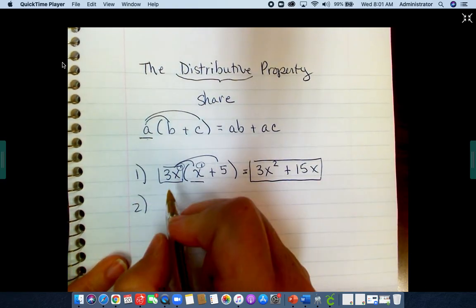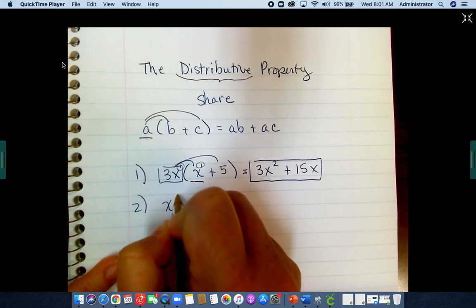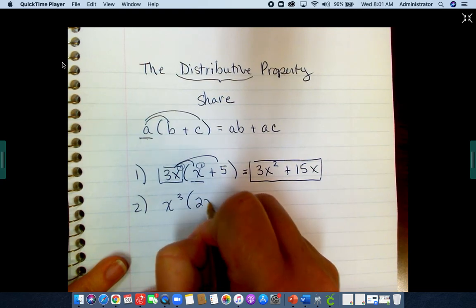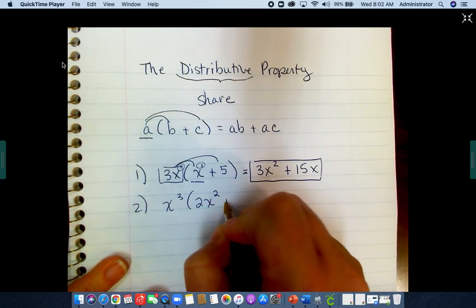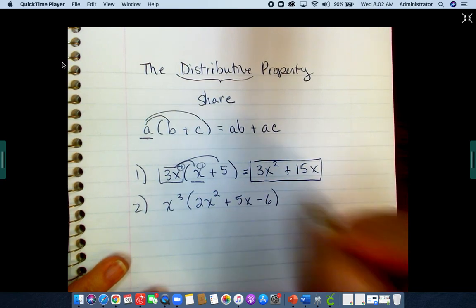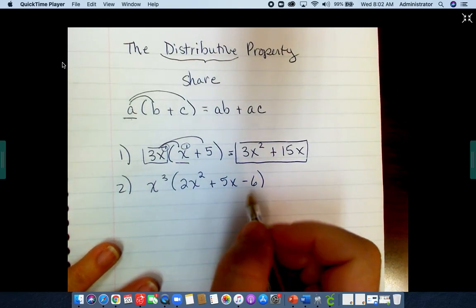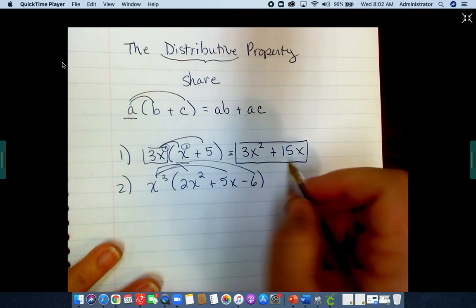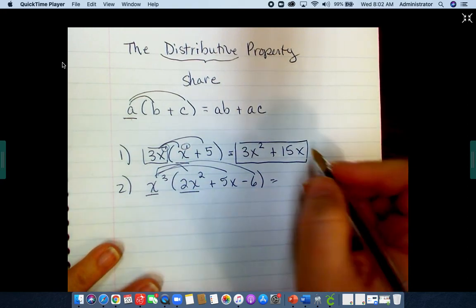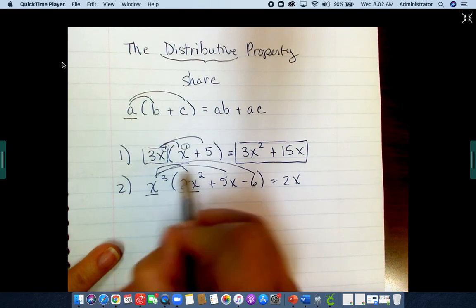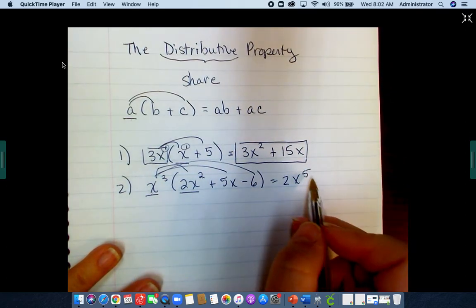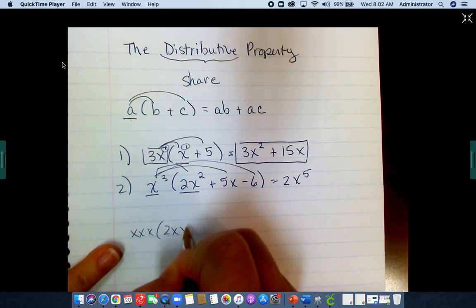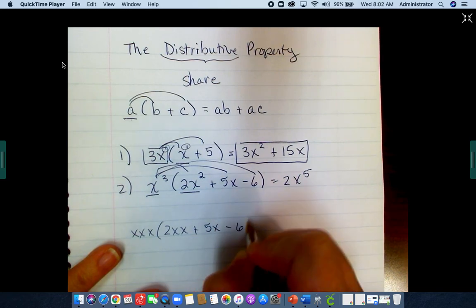So another quick example, if I have x to the third, and of course it doesn't have to be just two terms in the quantity, I could have 2x squared plus 5x minus 6. If I am distributing this x cubed to each term, then when I multiply x cubed times 2x squared, I would have 2x to the 3 plus 2, which is 5. So remember that exponents represent repeated multiplication. So this would be like saying I have 3 x's times 2 x's, plus 5 and an x, minus 6.